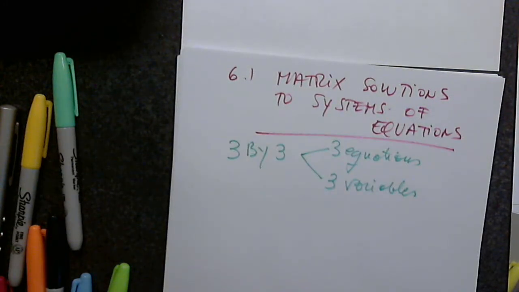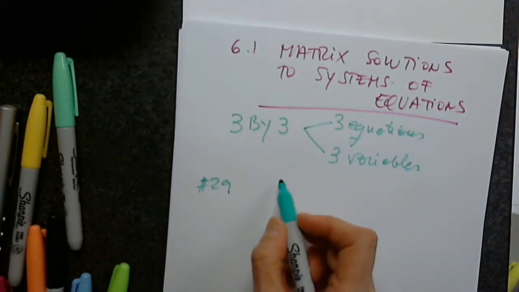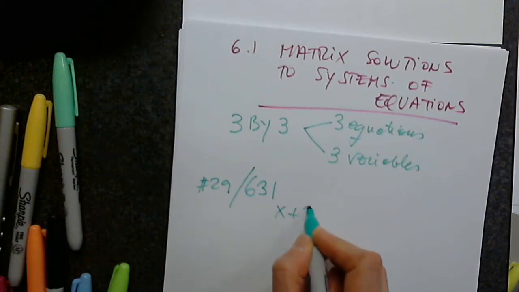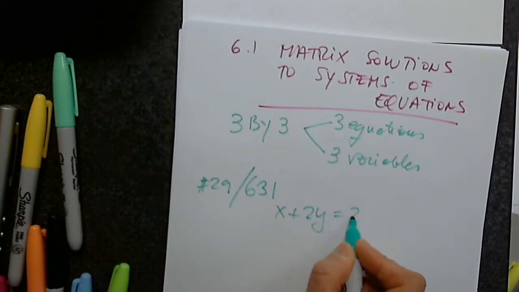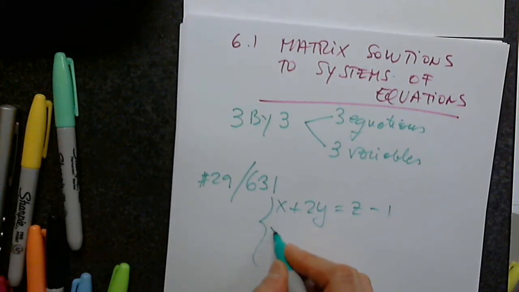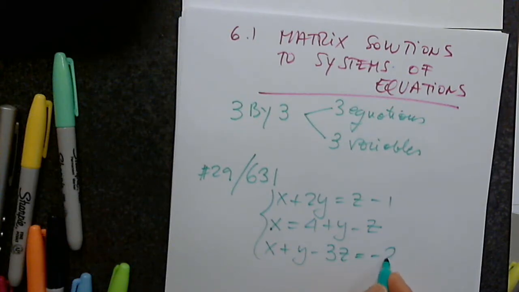So here's a problem. Let's say 29. On page 631. X plus 2y equals z minus 1. Second equation, x equals 4 plus y minus z. And the third one, x plus y minus 3z equals negative 2.